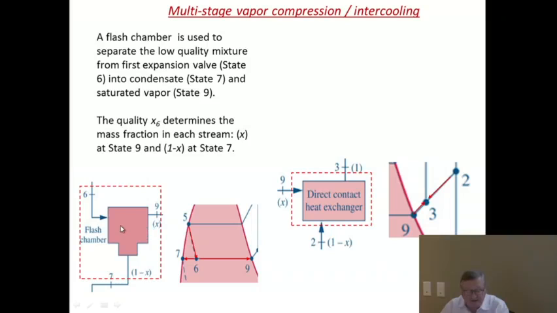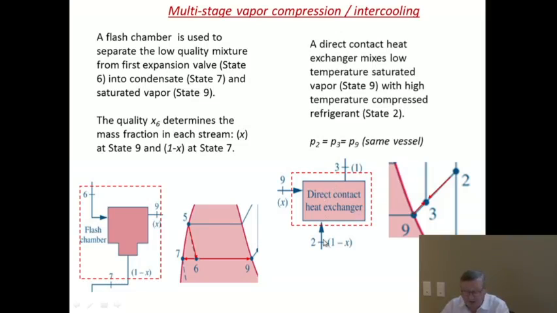The flash chamber, like I said, is used to separate the mixture. And so it goes 5 to 6. It sends 6 to 9 this way, and 6 to 7 through the bottom, so that the second nozzle only has pure liquid to expand. And then the direct contact heat exchanger does bring everything back together, but of course, both here and here, the pressures are the same. So P2 equals P9 equals P3, and P9 equals P6 equals P7. So all these pressures, 6, 7, 9, and 3 all the way up here, 3 and 2, they're all the same.